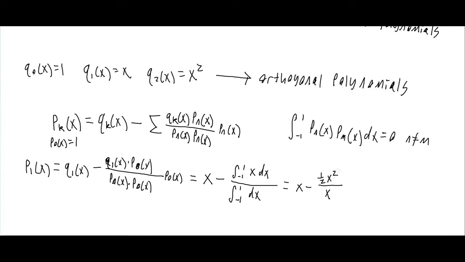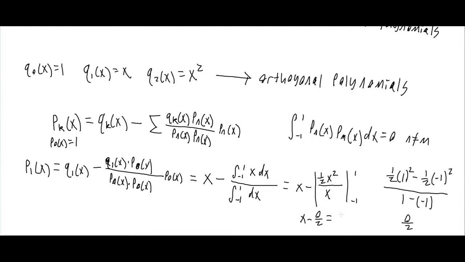And then this part right here, we want to evaluate that from minus 1 to plus 1. And that will be 1 half times 1 squared minus 1 half times minus 1 squared, all over 1 minus negative 1. So this just ends up being 0 over 2. So what we get is x minus 0 over 2 equals x.